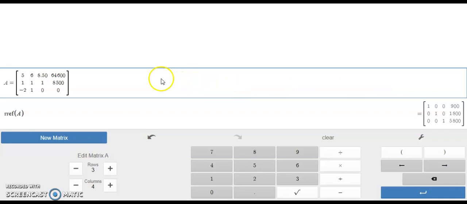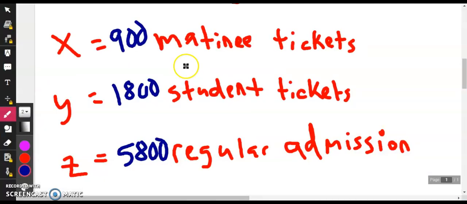And so as we can see, with this system of equations, our solution should be 1x equal to 900, 1y equal to 1800, and 1z equal to 5800. That's this as our final solution.